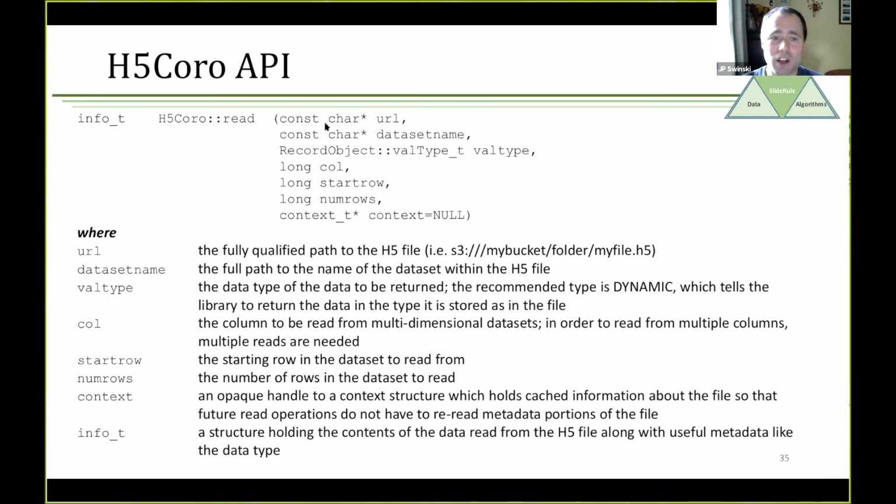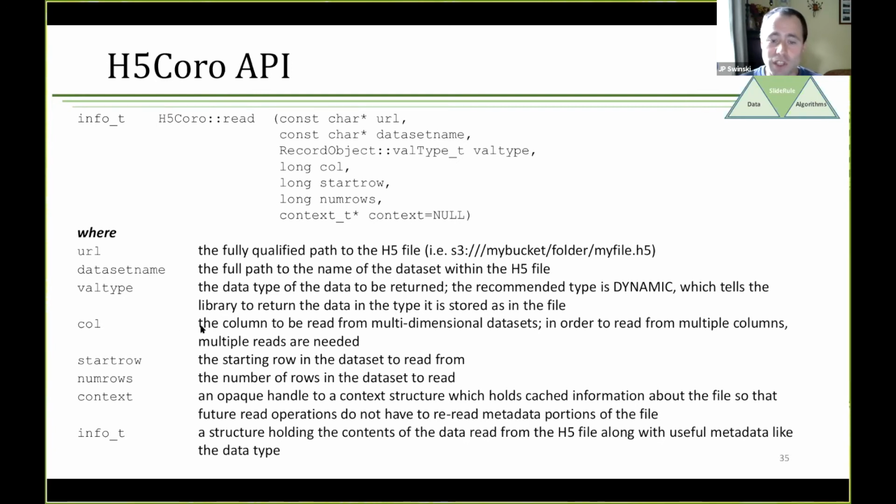So you make a call, you give it a URL, which is like S3, my bucket, my folder, my file. So now that's the path to the file in S3 that you want to read. Then you give the full path to the dataset name, /my dataset. You give it the value type that you want returned. So if you want it to be returned as integers or floats, you tell it that. Typically though, the way we use it is we say dynamic, which means it just reads it in the native format that it is stored in the file, and then it tells you what that format is, and then you're responsible for casting the data returned to the format that you needed, and that's much more efficient.